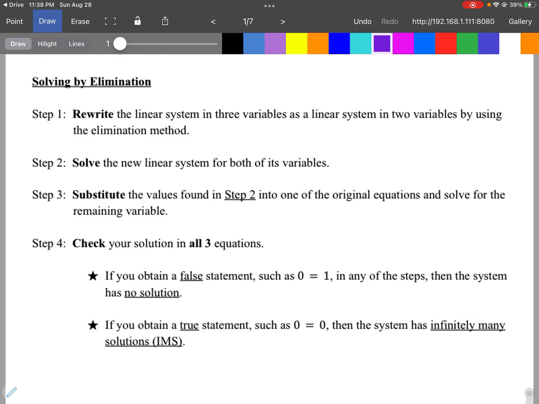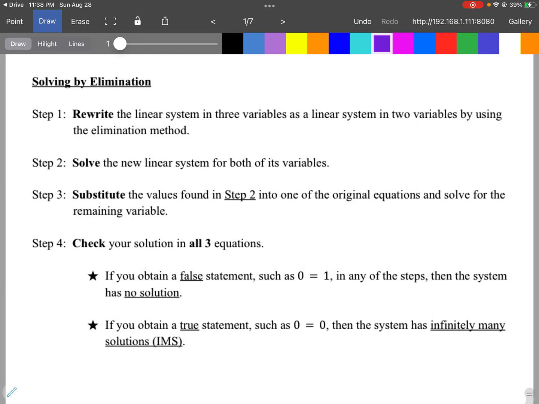So step 1 is we're going to rewrite the linear system in 3 variables as a linear system in 2 variables by using the elimination method. So what we're going to do is use elimination to get rid of either the x's or the y's or the z's. And we're actually going to do that twice, getting rid of the exact same variable both times, and then that's going to give me 2 new equations that now only have 2 variables instead of 3.